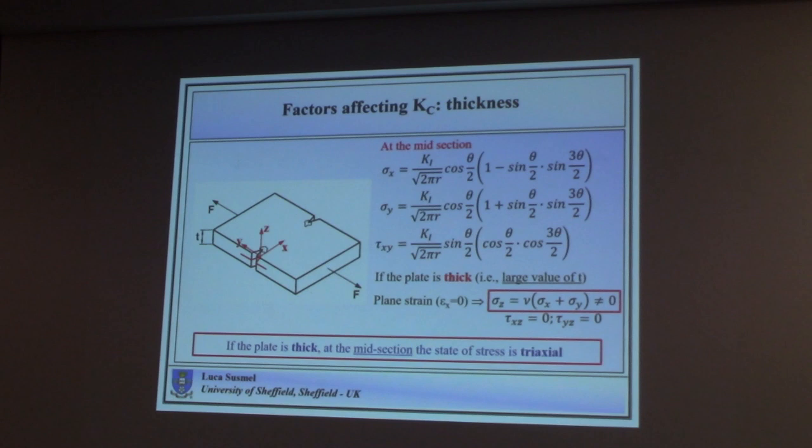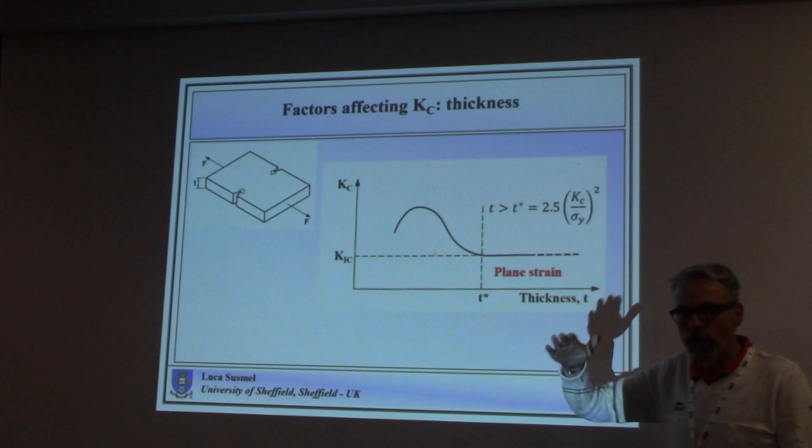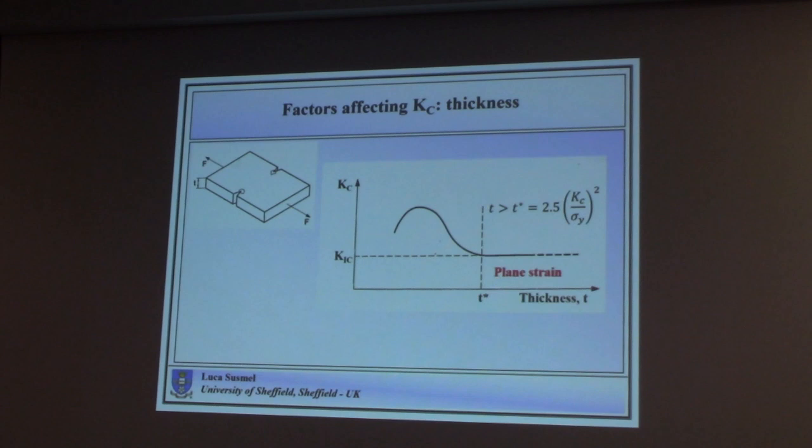Kc is not really a material property, because here we have plane strain because our plate is so thick that at the midsection we have a fully developed triaxial state of stress, which is much more damaging than the biaxial state of stress we have on the surface. So, overall, we need less energy to fracture our plate. Instead, when we go back here, where the thickness is very, very small, the effect of the two surfaces prevails over the effect of the midsection. So we need more energy to fracture our plate because the state of stress really governing the phenomenon is biaxial.